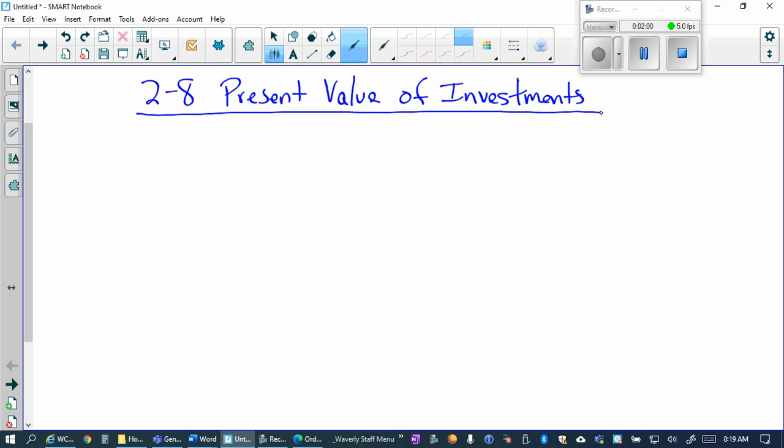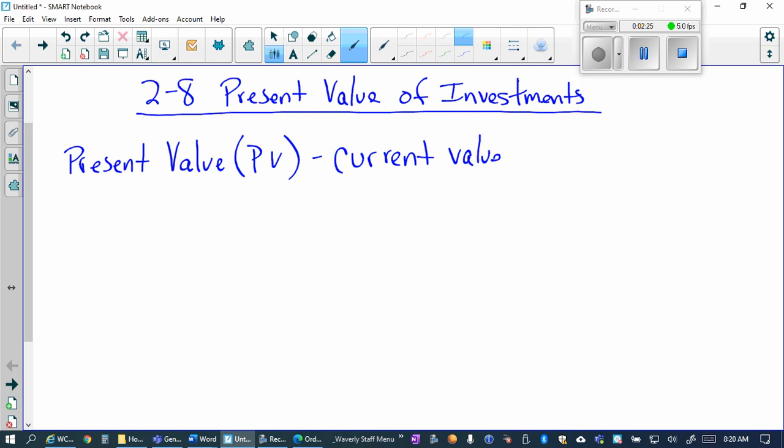So let's define what present value is. Present value, or PV. There's also a net present value you hear about with this. We're not going to get into that in this course. It's slightly different. It's the current value of an investment required to achieve some value in the future.